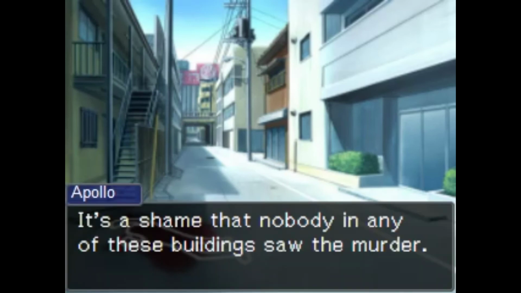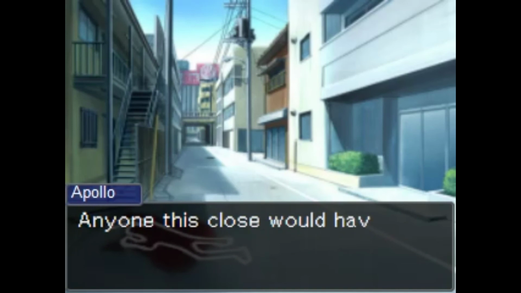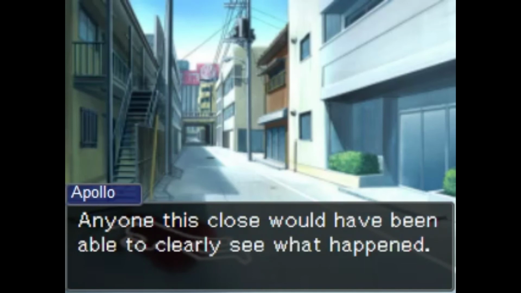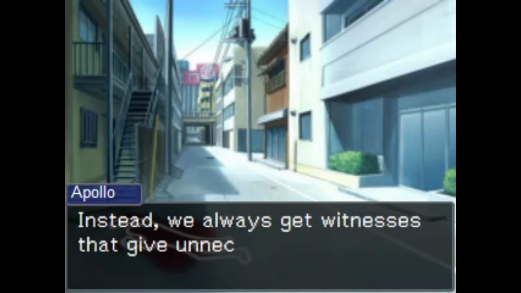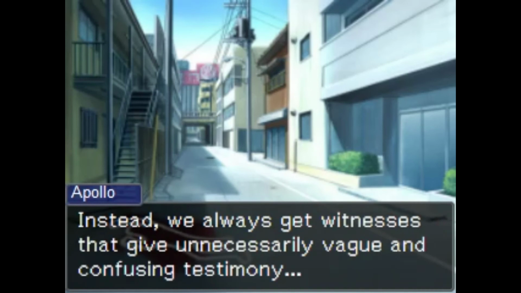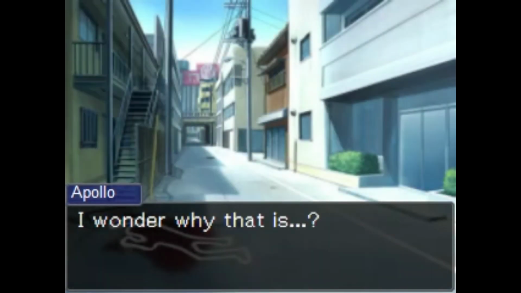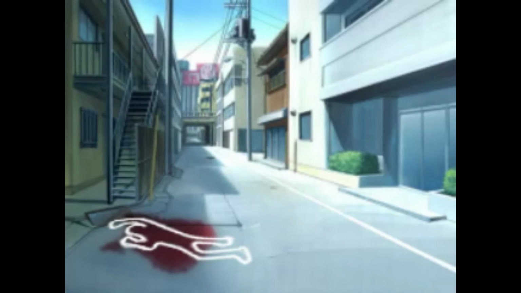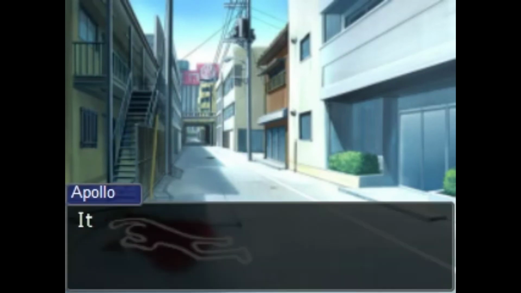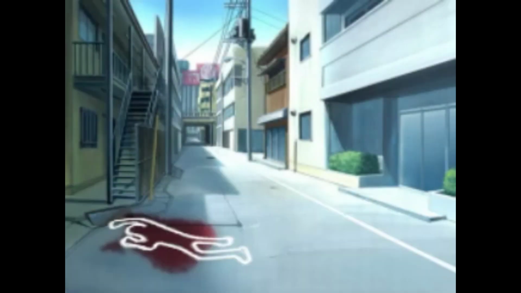It's a shame that nobody in any of these buildings saw the murder. Even this close would have been able to clearly see what happened. Dad, we always get witnesses that give unnecessarily vague and confusing testimony. Wonder why that is. It's your luck, I guess. The alley would be down here, maybe? Where is the alley?